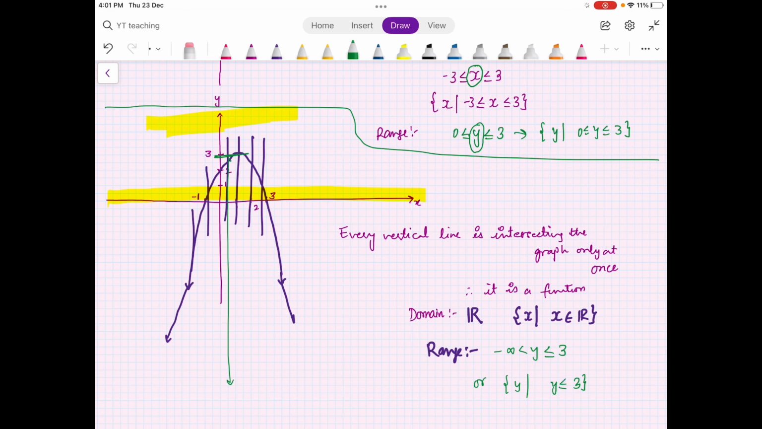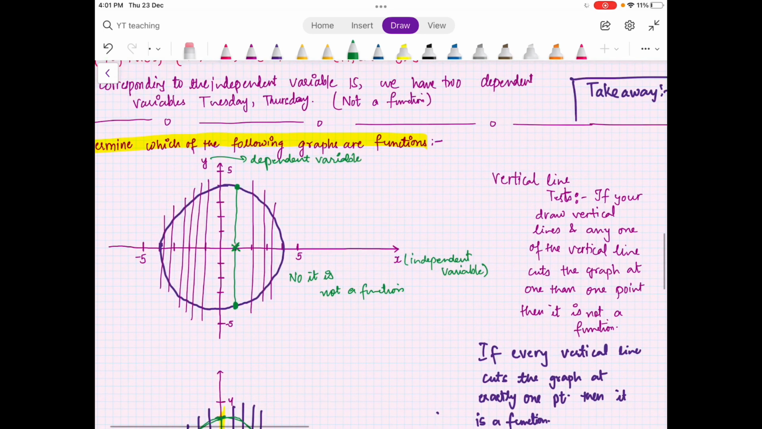Okay? So this is how we look at whether a given graph is a function or not. So you should be comfortable with this vertical line test. This is what you are going to use again and again.